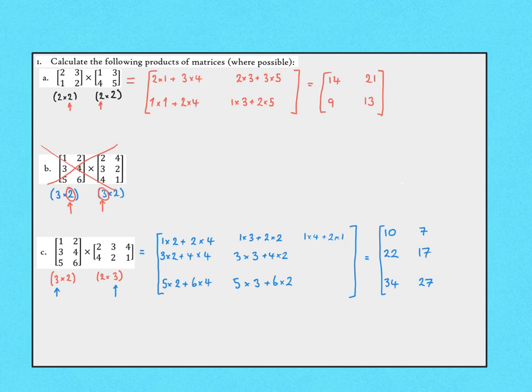To get the right-hand middle, we take the middle row and multiply it by the right-hand column, so 3 times 4 plus 4 times 1. And bottom right will be 5 times 4 plus 6 times 1, which gives us values of 4 plus 2 is 6, 12 plus 4 is 16, and 20 plus 6 is 24.